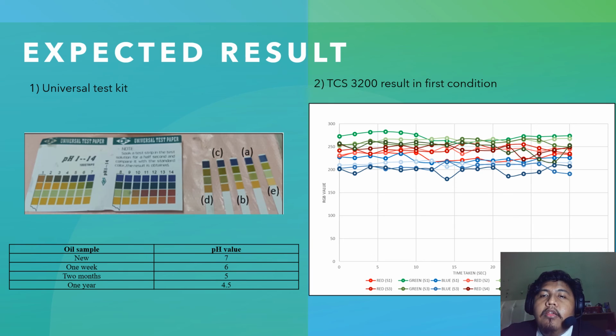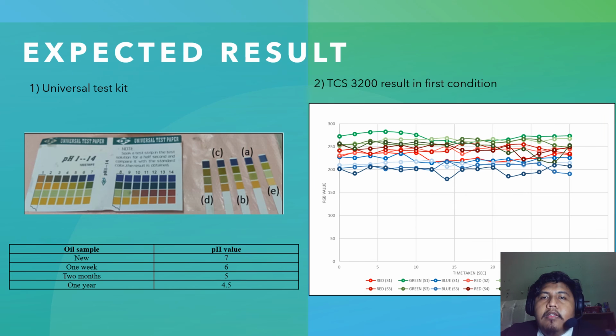Based on the figure, the universal litmus paper has been soaked into the oil samples in this project. For the new oil sample, the pH value is 7. For the 1 week oil sample, the pH value decreases to 6. The third one, the 2 months oil sample, has a pH value of 5. Lastly, the 1 year oil sample has a pH value of 4.5.